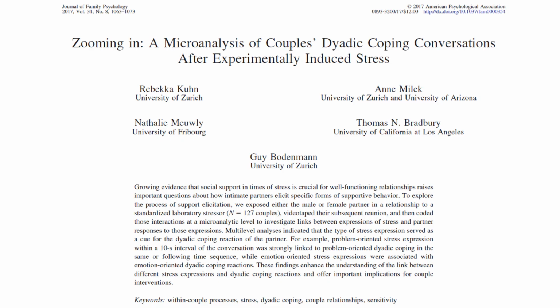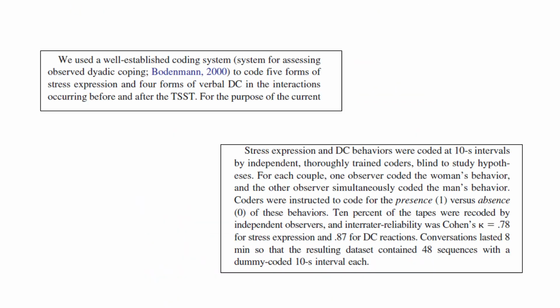This study might be a helpful example to help you understand what using an observational measure entails and the process of confirming inter-rater reliability. You can stop the recording to read the abstract if you'd like. Basically, the participants were couples, and one member of the couple had to complete a stressful task. The researchers videotaped the couple's interactions before and after the study to measure coping in their conversations.